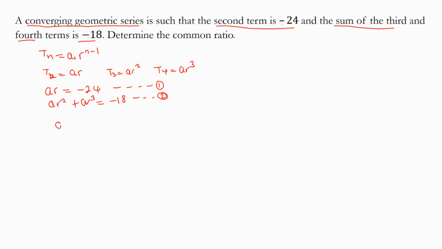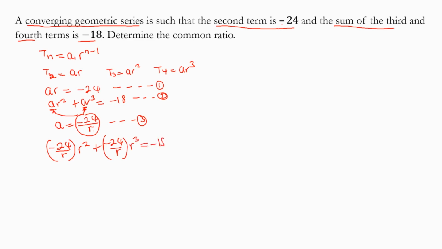So from equation 1, A is equal to negative 24 divided by R. So where there's A, we're going to put negative 24 over R. So let's just do the substitution there. It's going to be negative 24 over R times R squared plus negative 24 over R times R cubed is equal to negative 18.